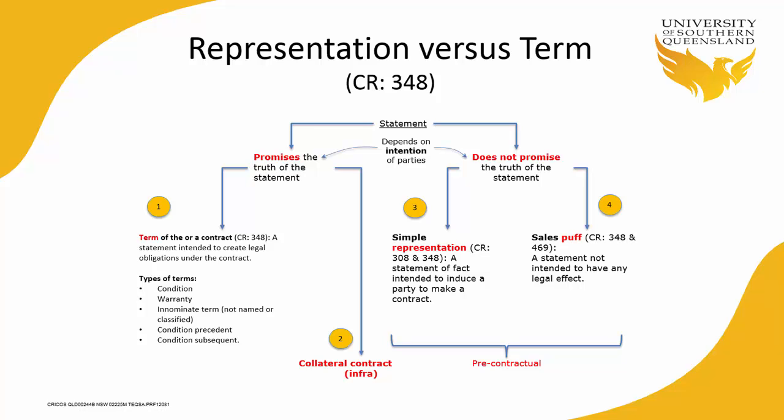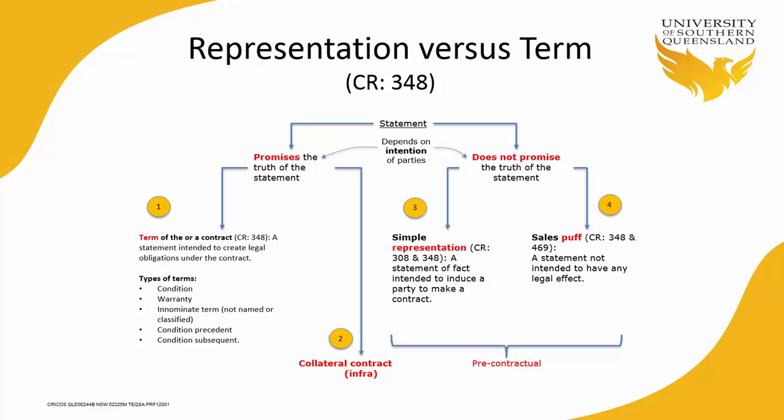So you find there is a term, in which case the statement will create contractual obligations, or there's a collateral contract that is a preliminary contract in which the main contract is entered into. And there could also be a representation, okay, that induces an offeree to enter into the contract, but that is not part of the contract. Okay. And there's of course sales puff, which is basically not intended to have any legal effect.